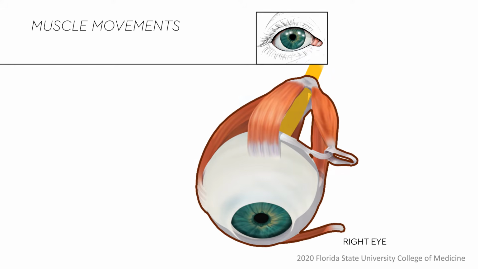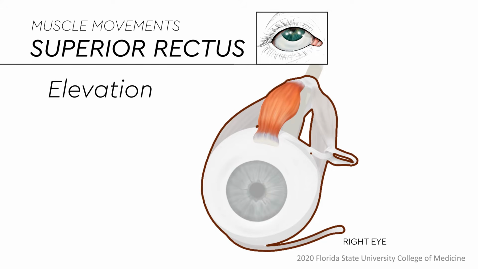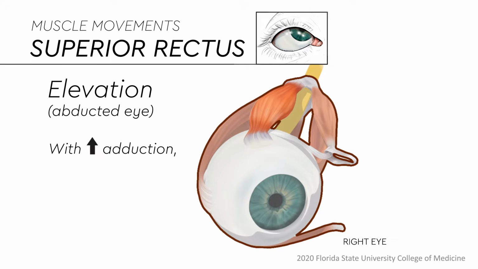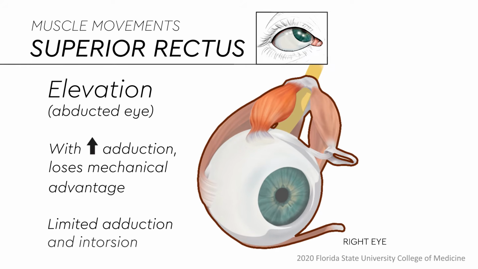The primary result of contraction of superior rectus is elevation of the eye. However, superior rectus is most effective at elevating the abducted eye. With increasing adduction of the eye, superior rectus loses the mechanical advantage necessary for producing elevation, such that the fully adducted eye can be elevated only by the action of the inferior oblique muscle. In addition to its primary function, as an elevator of the eye, superior rectus also produces limited adduction and intorsion of the eye.